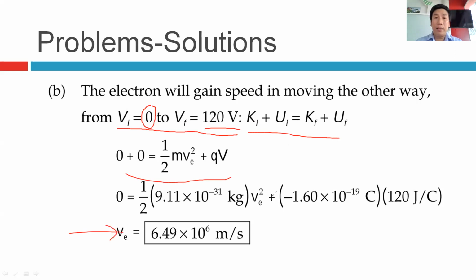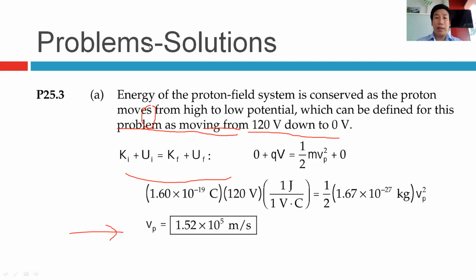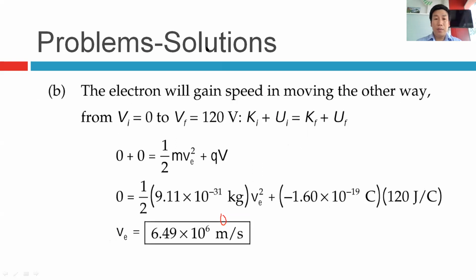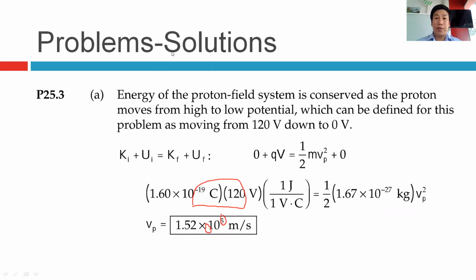And remember that the velocity obtained for the electron is higher than for the proton. Why? Because you can see here the order of 5, but here we obtain the order of 6. This is because the mass of the electron and the mass of the proton are different, right?